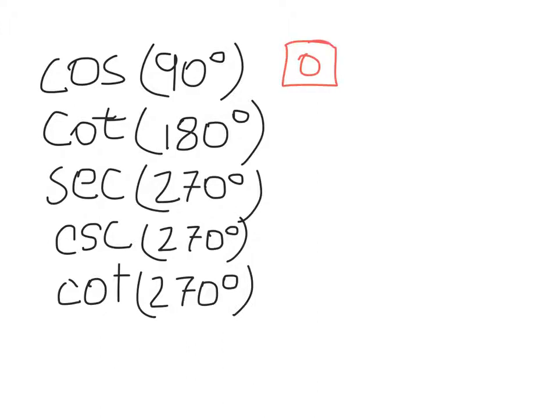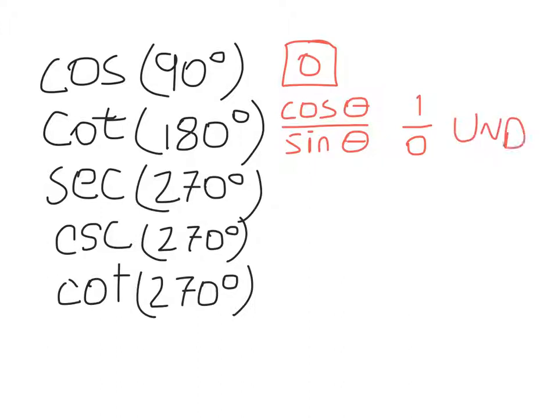Cotangent of 180 degrees. I know that cotangent is cosine divided by sine. 180 degrees' reference angle is 0 degrees. So cosine of 0 degrees is 1. Sine of 0 degrees is 0. I can't divide by 0, so this is undefined. Therefore, the cotangent of 180 degrees is undefined.